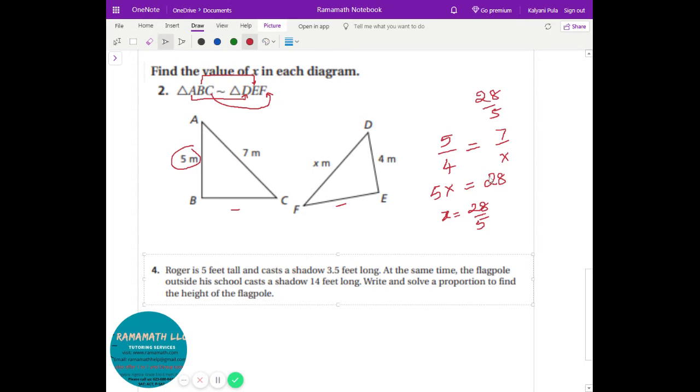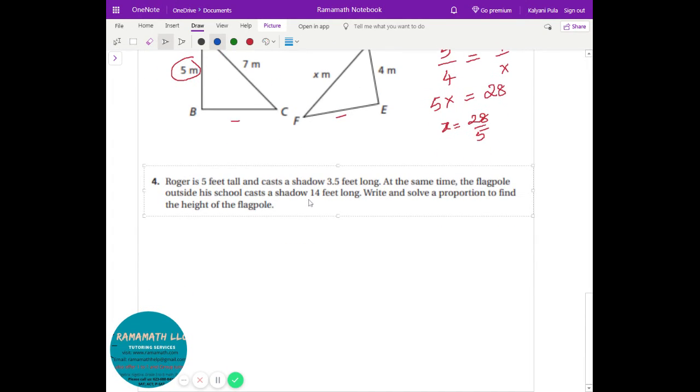Okay. Sometimes, what are the common mistakes? Kids make a lot of mistakes. Here 5 over 4, but here x over 7. That's a mistake. You can't do that. You need to follow which one you started with first. That's where you have to go to the top. Okay. All right, let's try the next one.